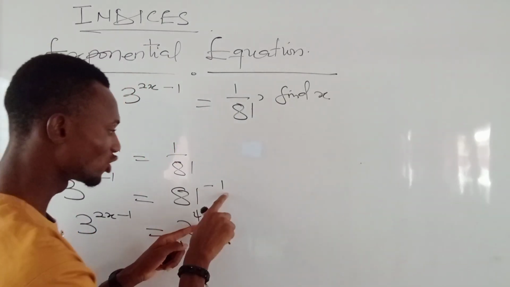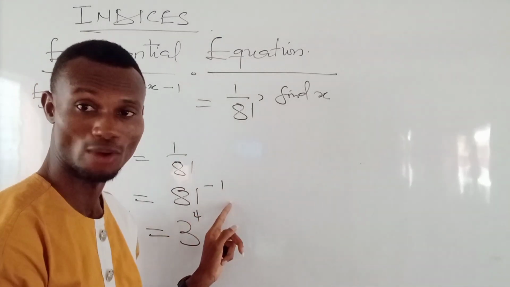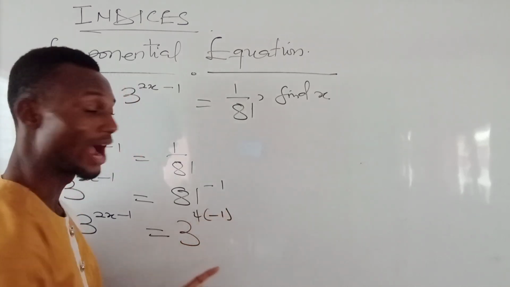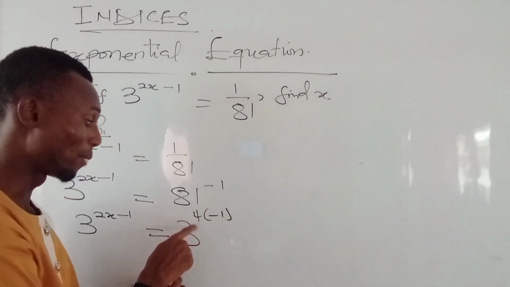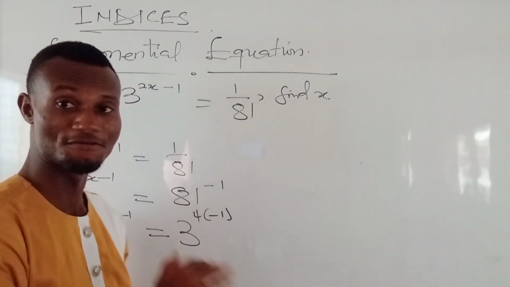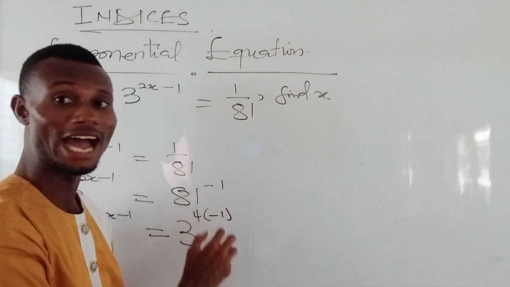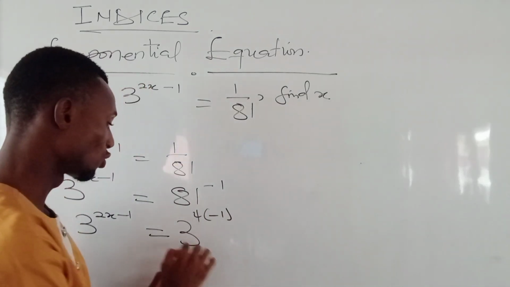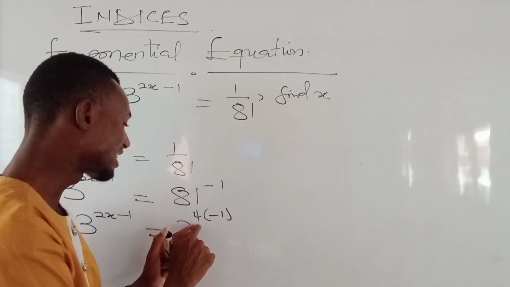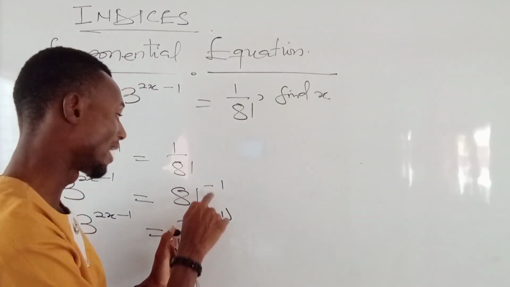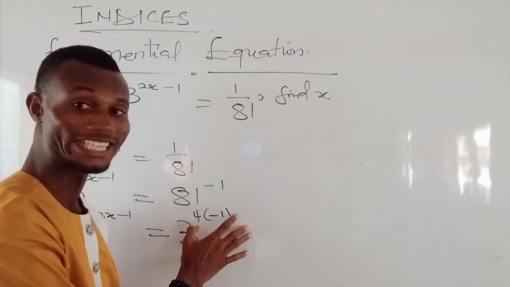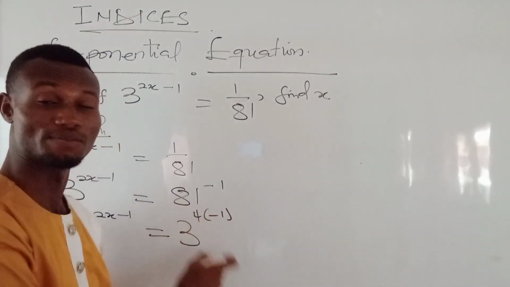This power 4 needs to multiply the power -1, which is here. So it's going to be 4 into bracket -1, because the power 4 here needs to multiply the -1. Very important. If you leave it out, it becomes wrong. The bracket means multiplication.